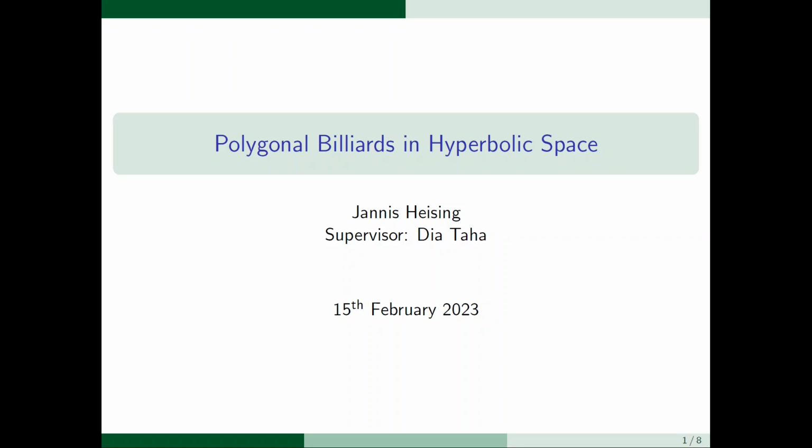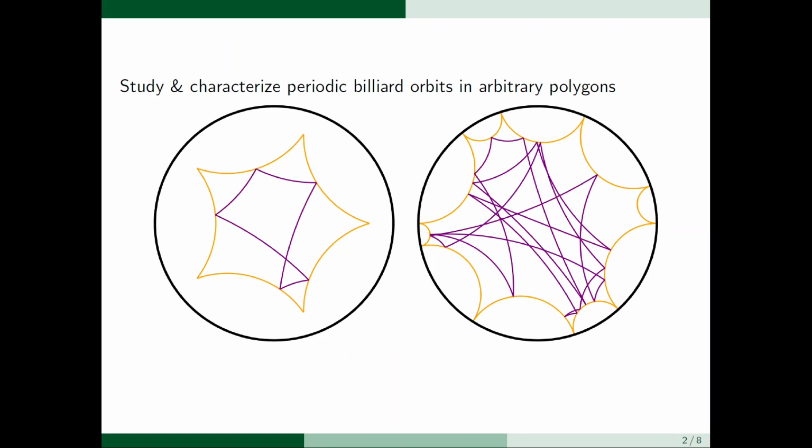Hi, I'm Jannis, and I will be talking about polygonal billiards in hyperbolic space. So we are interested in periodic billiard orbits in arbitrary polygons, and more specifically in hyperbolic triangles, as we will see later on. So what is a billiard orbit?